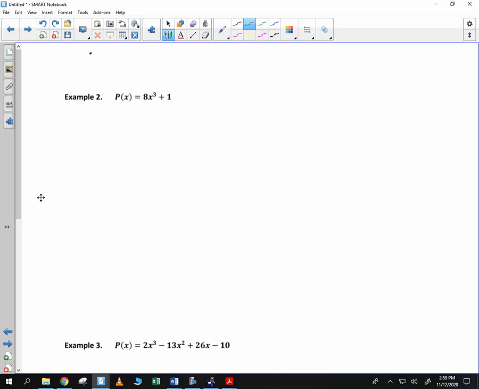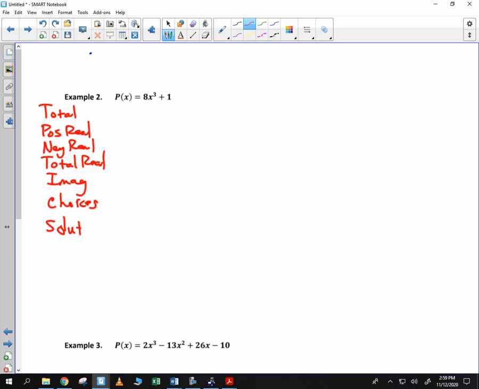Our next example is, we identify the total again, our positive real, our negative real, our total real, our imaginary, our choices for the rational roots theorem, and our solutions, and we are going to write it in our factored form. So those are all the things that we're going to do.